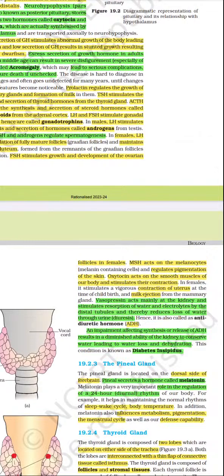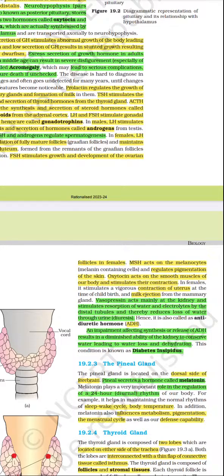MSH acts on the melanocytes, melanin containing cells, and regulates pigmentation of the skin. Oxytocin acts on the smooth muscles of our body and stimulates their contractions. In females, it stimulates vigorous contractions of the uterus at the time of childbirth, and in males, ejaculation.